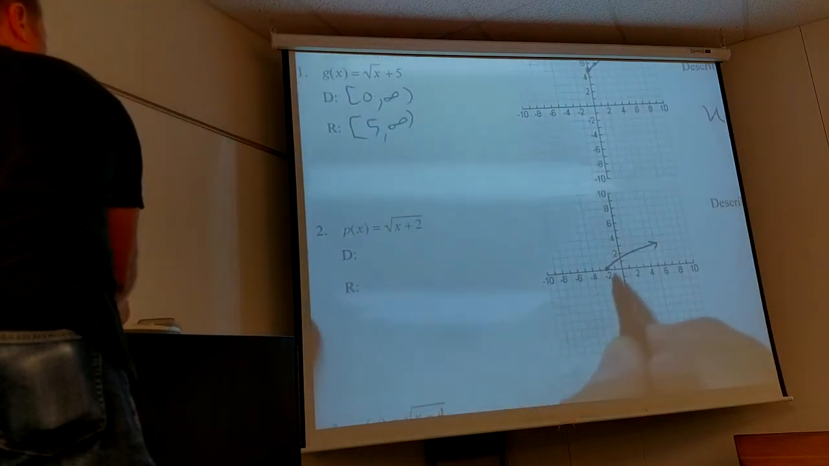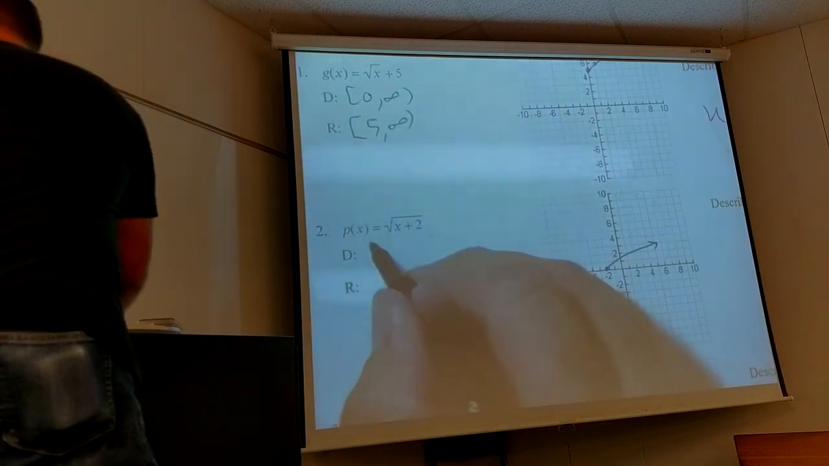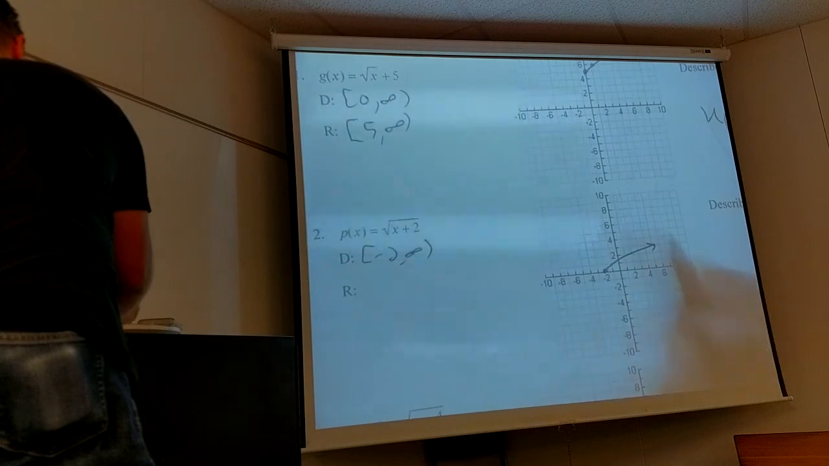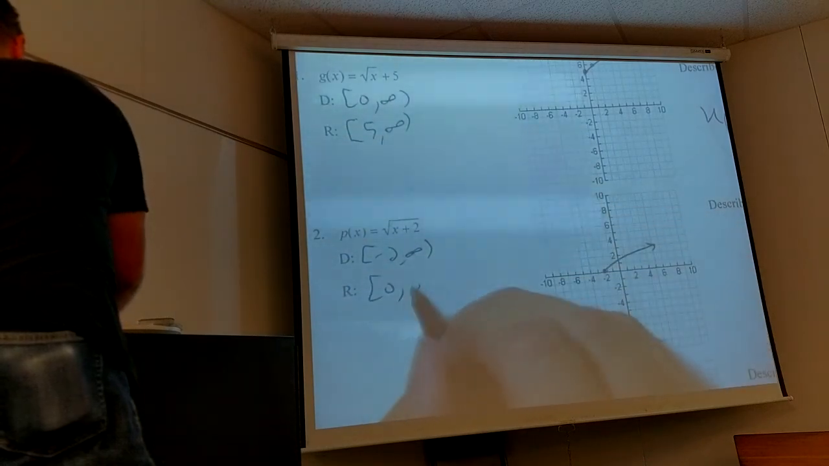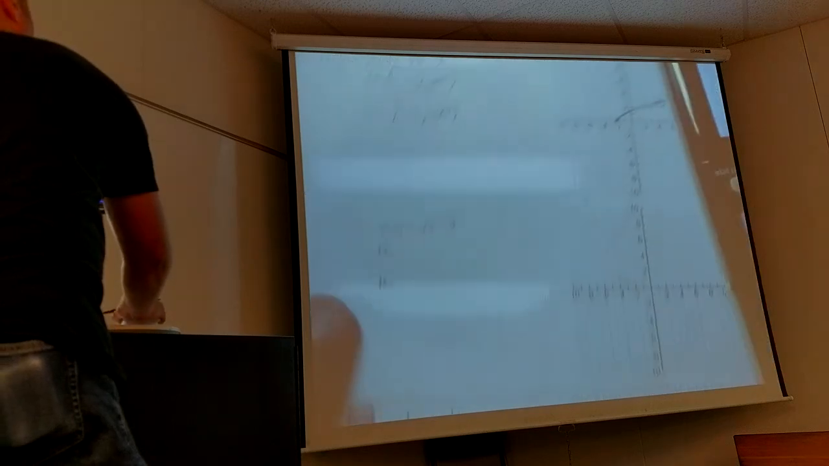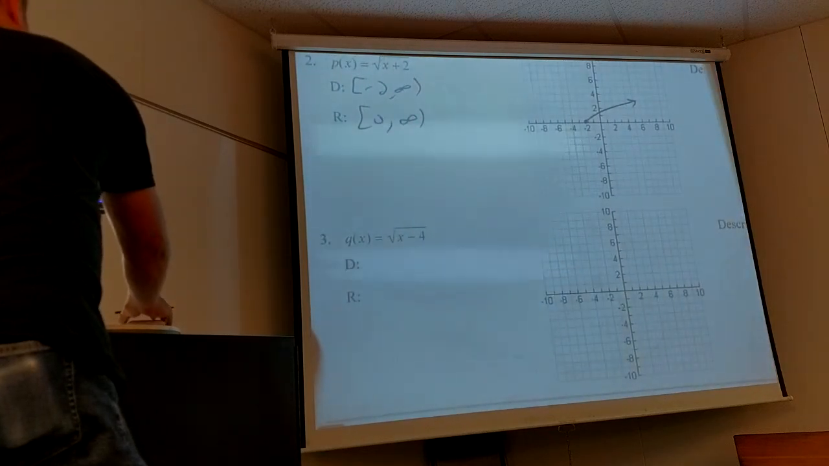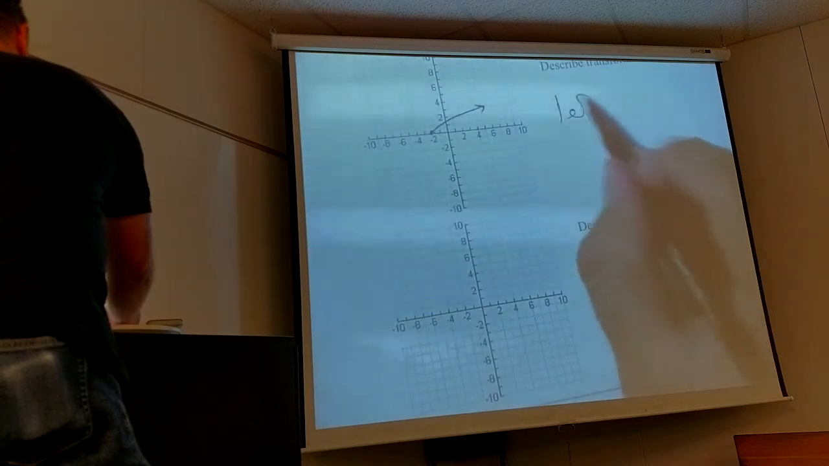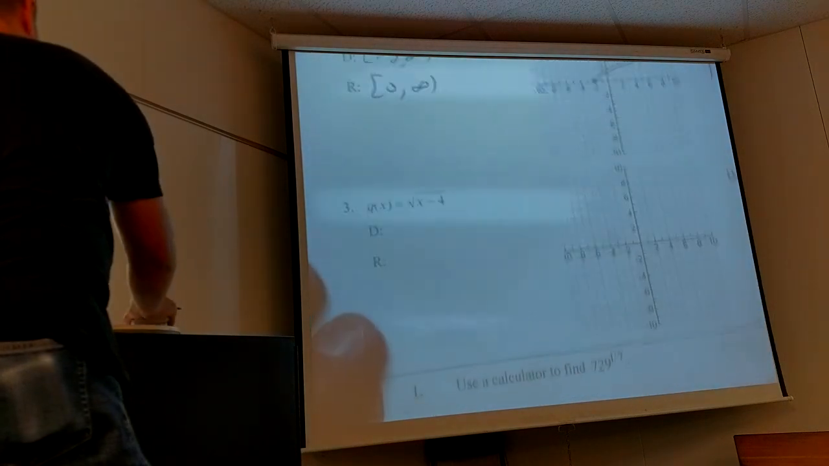Finishing out this second one, what's the domain of this one? Yeah, the smallest x I can use is -2. We did it algebraically up there. What's the range? 0 to infinity. Describe the transformation. Left. All right.